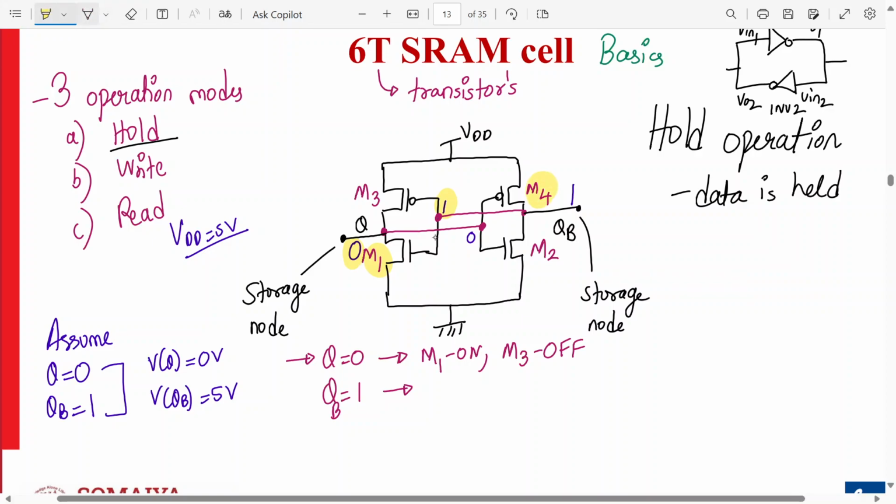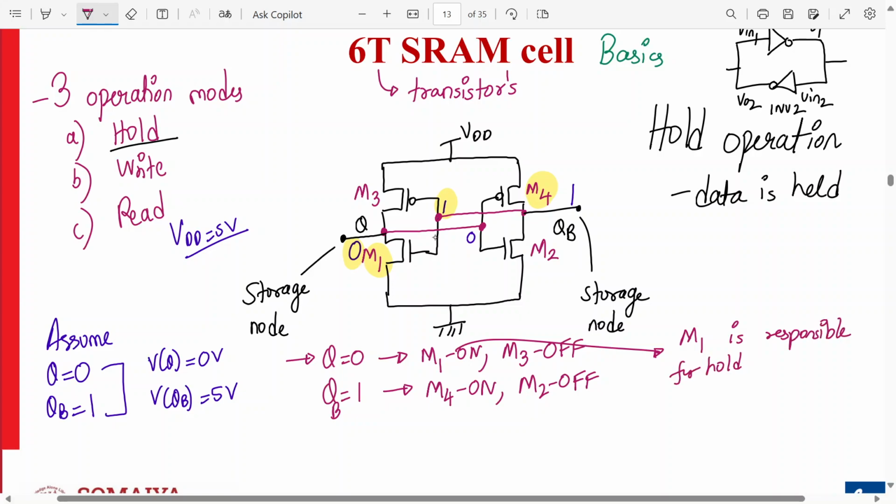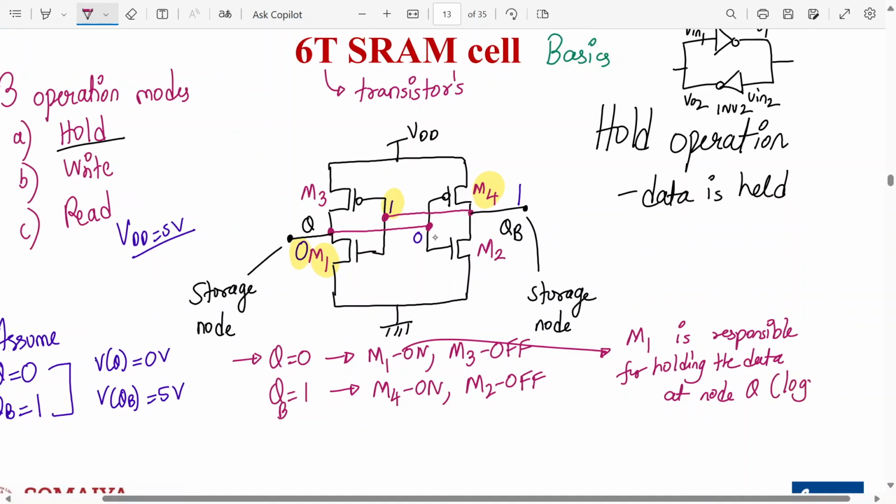And M2 will be off. So here M4 is on and M2 is off. That means when Q is 0, the NMOS transistor M1 is responsible for holding the data at node Q. Yes or no? So transistor M1 is responsible for holding the data at node Q. And what is that data? Logic 0. Yes or no?